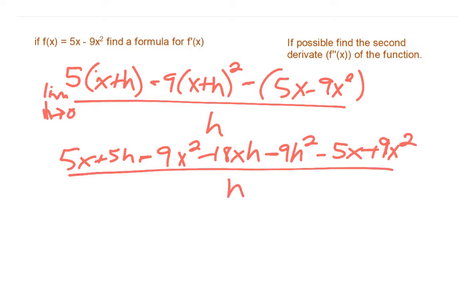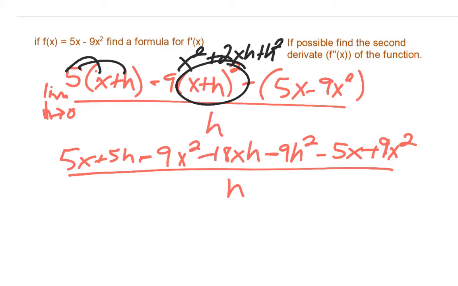Now, all that I did, I distributed here. I took and I foiled this. This is x squared plus 2xh plus h squared. And I distributed the negative 9 into it. I distributed my negative across here.